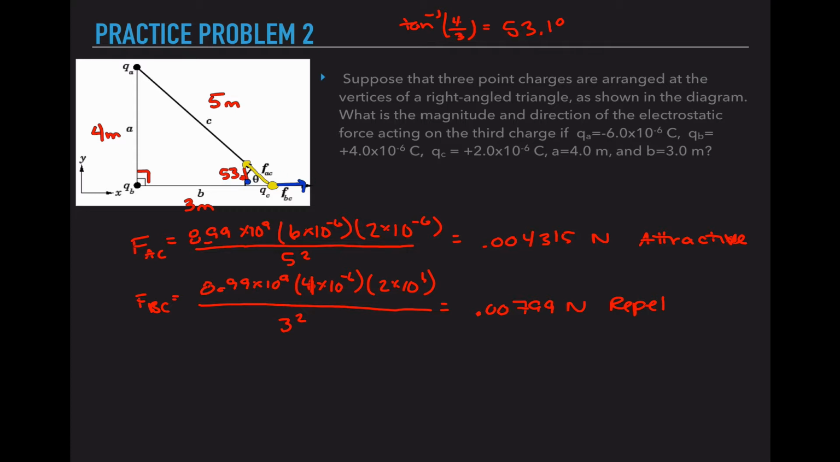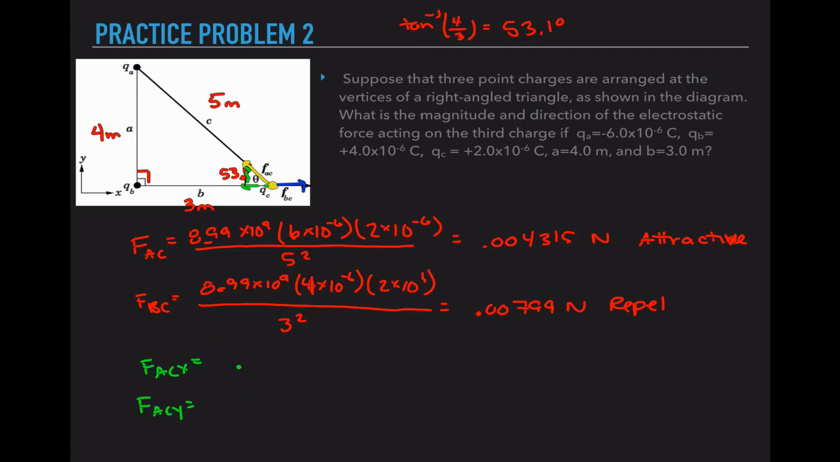So I have this yellow line and I have this blue line. The issue is I cannot add these because this yellow line is not in the x and the y direction. So what I can do is solve for the x component and the y component like we used to do in force problems. So if I write down FACX and FACY, I'm going to use sine and cosine to separate out that hypotenuse of the triangle.